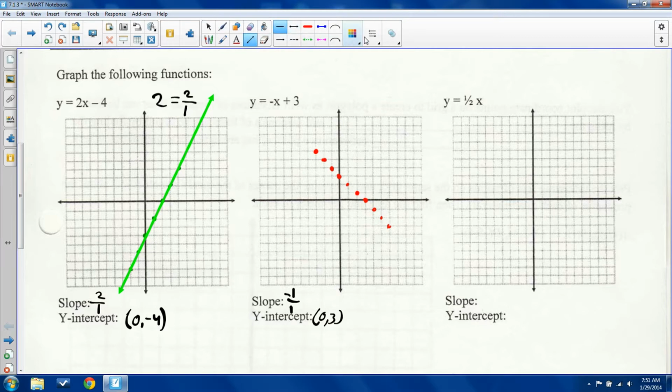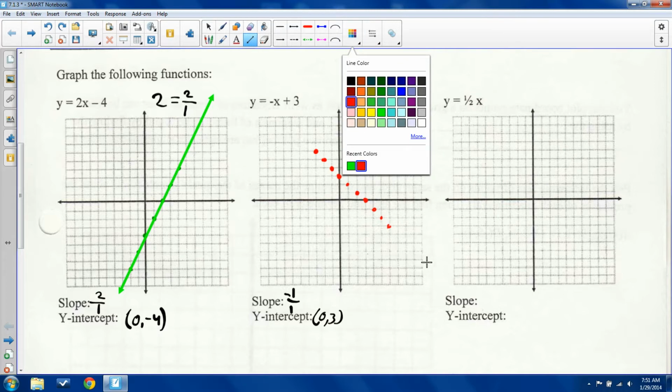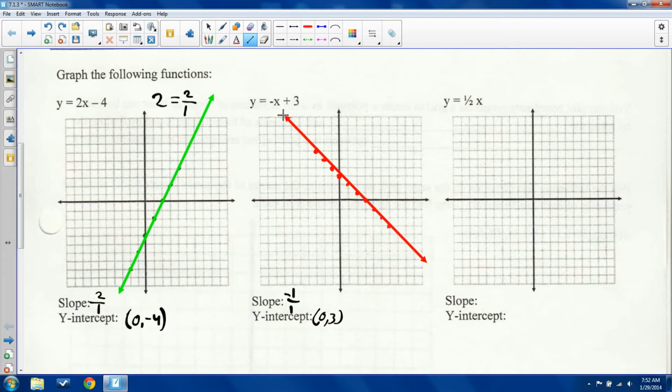Okay, and the graph looks like that. And I'll draw my lines here, make them red, and off to the races. It's good to use a ruler in these cases, unless you're very precise.